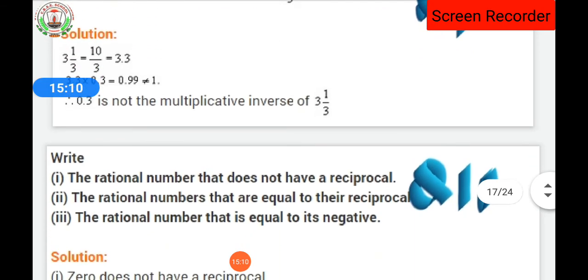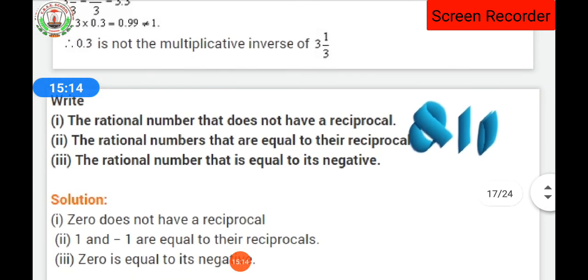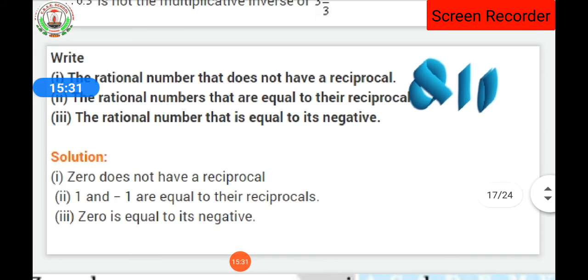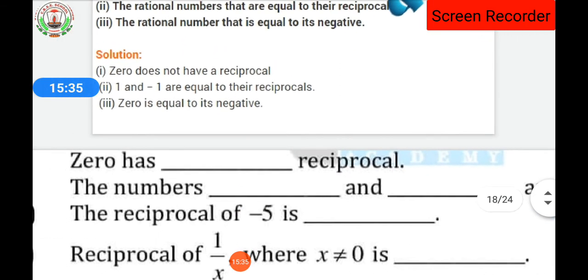Next, write the rational number that does not have a reciprocal. As we know that 0 does not have a reciprocal, so it will remain that 0 does not have a reciprocal. The rational numbers that are equal to their reciprocal are 1 and minus 1, obviously. The rational number that is equal to its negative is 0. Clear? Next we have the fill-ups.